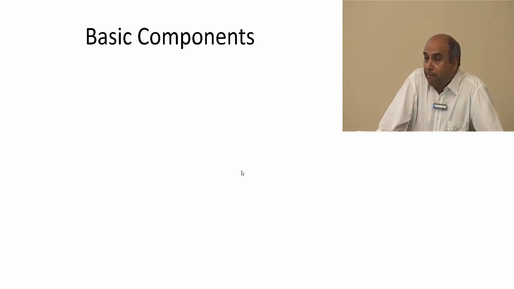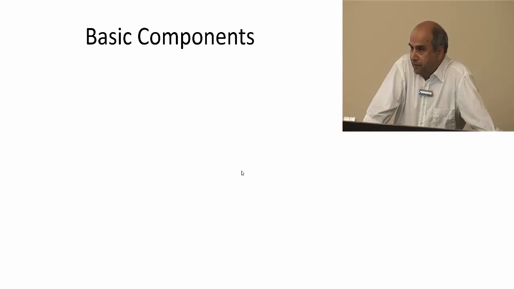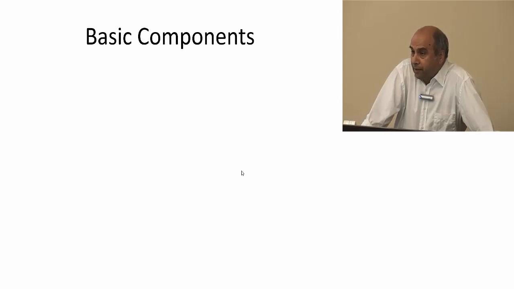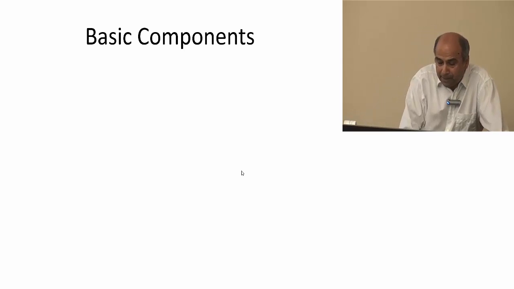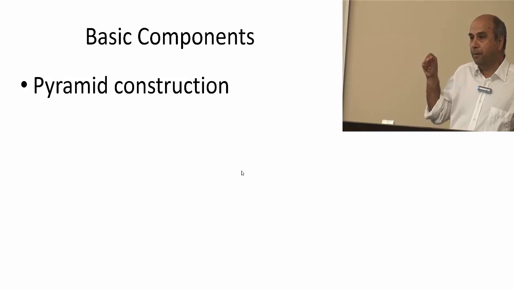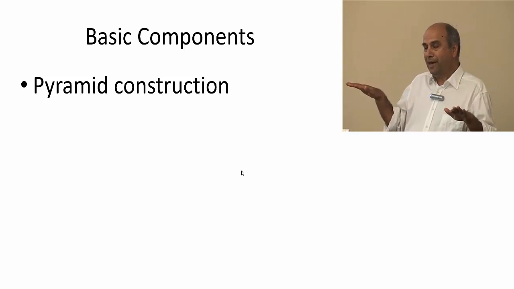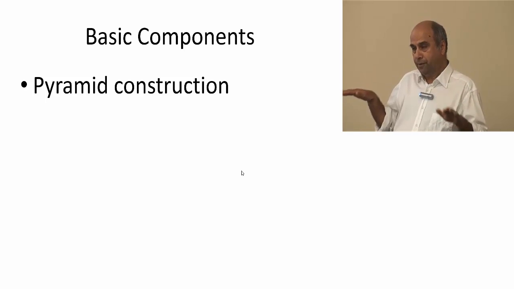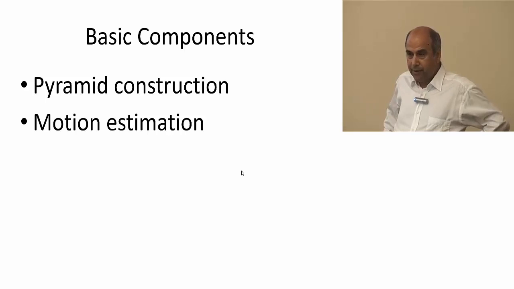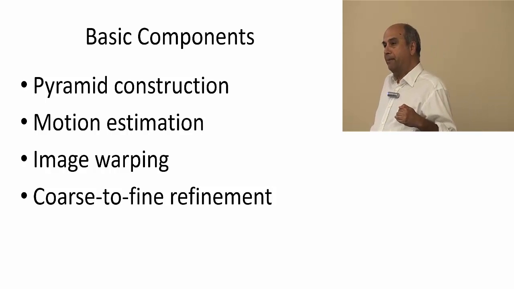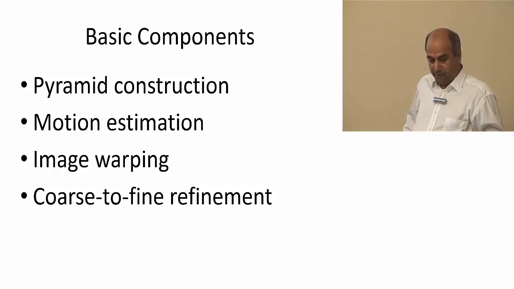Now, we are done with the theory. It's pretty nice, it makes sense. But we want to write a program to make it work so that it does something meaningful. So what are the basic components? One is that we are going to use pyramids, because it's impossible to compute the motion using one level if the motion is large. We have talked about that. Second, after pyramid construction we are going to do motion estimation, computing A or delta A.